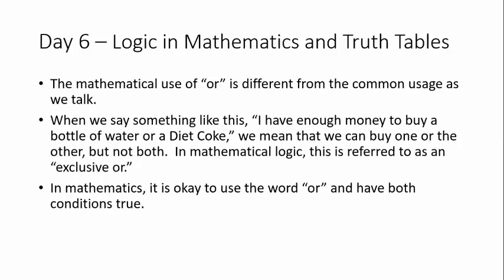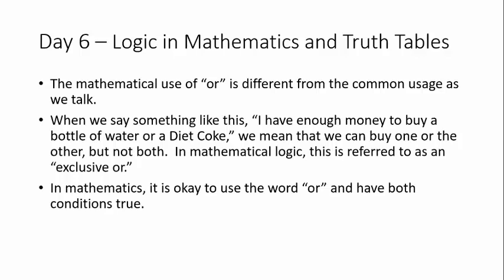In mathematics, when we use or, it's a little bit different from when we use or in everyday language. We have an example here. When we say something like, I have enough money to buy a bottle of water or a Diet Coke, we mean that we can buy one or the other, but not both. In mathematical logic, this is referred to as an exclusive or.